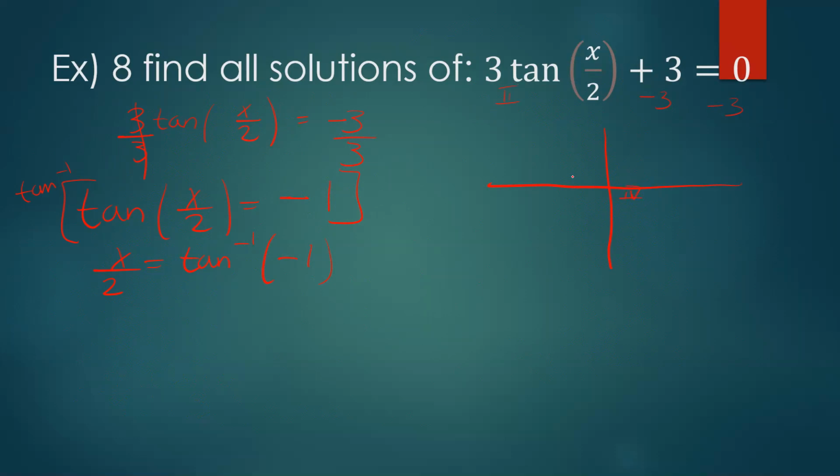So in quadrant 2, it would be 3 pi over 4, right? Because it has a coordinate of negative radical 2 over 2 comma positive radical 2 over 2, because remember, tangent is the same thing as y over x. And then the other one is at 7 pi over 4, because this would give you a coordinate of radical 2 over 2 comma negative radical 2 over 2.